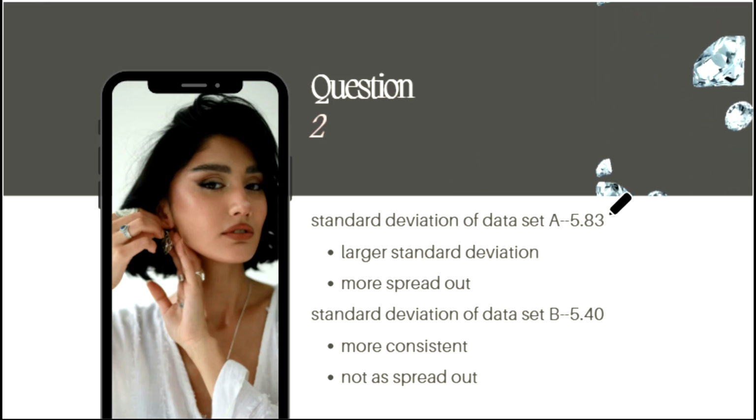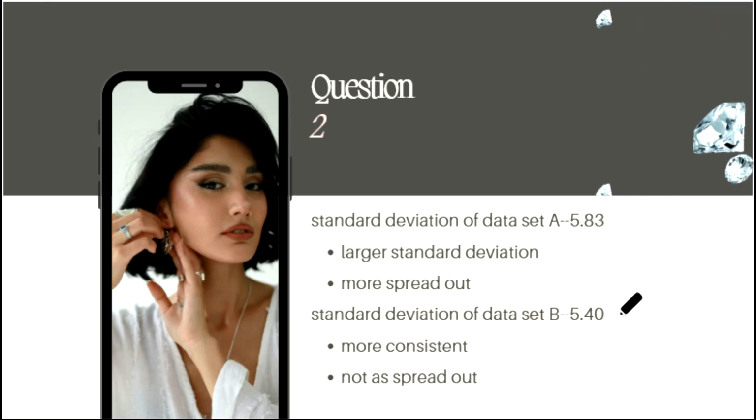In the end, the standard deviation of set A is 5.83, and for set B, it's 5.40. This one has the bigger number, so it's got the bigger spread. And this one has a smaller number, so it's more consistent and not as spread out.